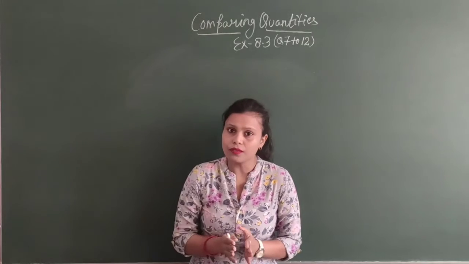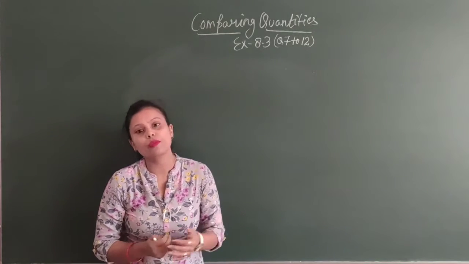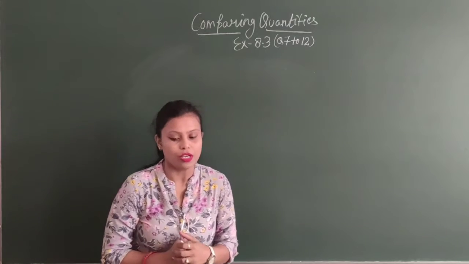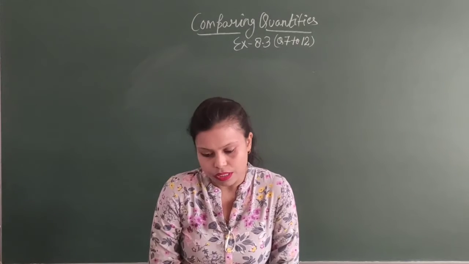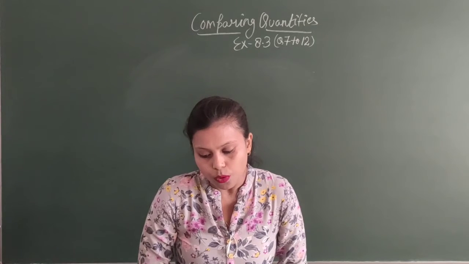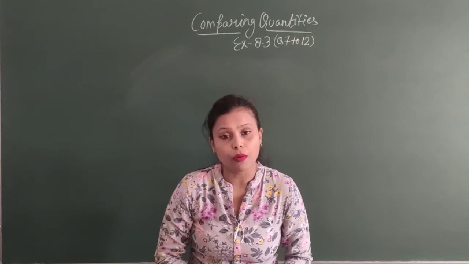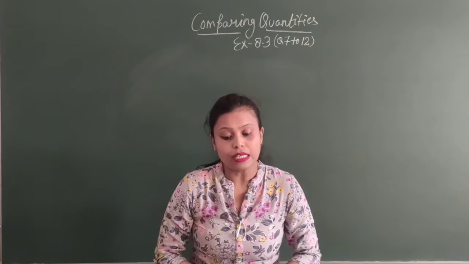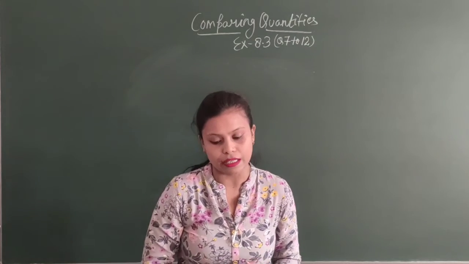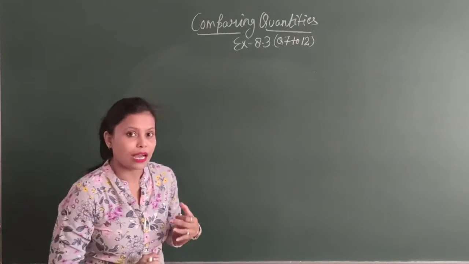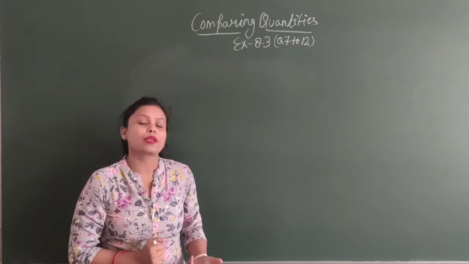So as we have done up to question number 6 of exercise 8.3, now we will proceed with question number 7. Question number 7 is, Maria invested rupees 8,000 in a business. She would be paid interest at 5% per annum compounded annually. Find the amount credited against her name at the end of second year. So it is asked that after 2 years what amount she will be paid by the business.